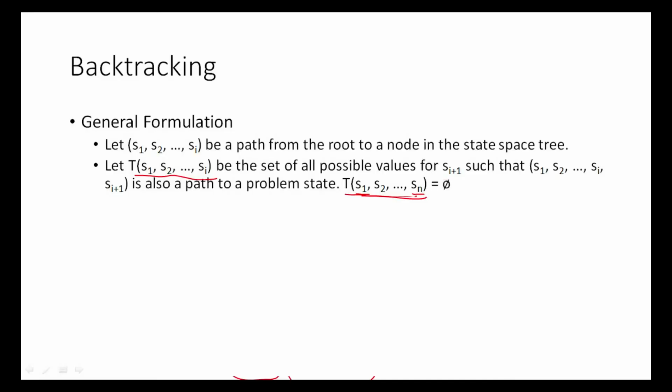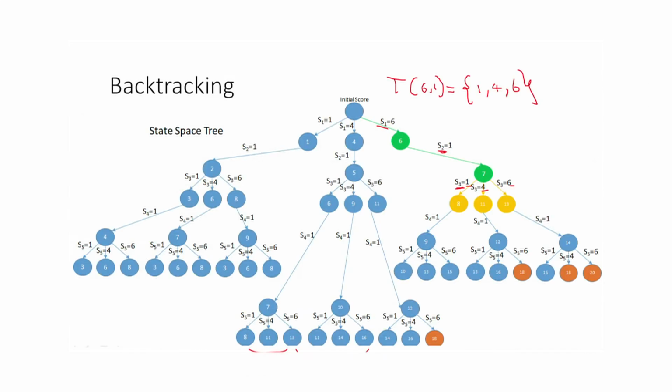Phi here means we have no other choice to make. So, we have exhausted all our options. In this example here, let us consider this path: S1, S2, S3, S4 and S5. T of 4 comma 1 comma 6, this 6, this 1 and this final 6, is simply equal to phi, because we do not have any other choice to be followed in this case.